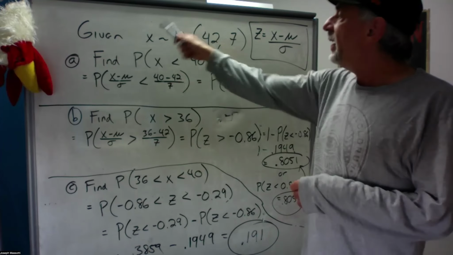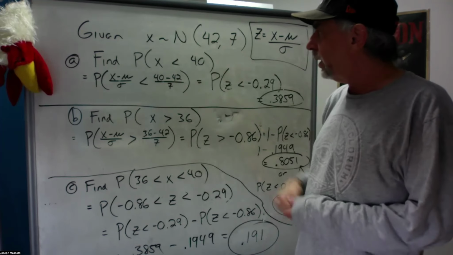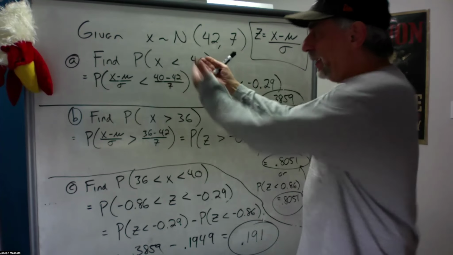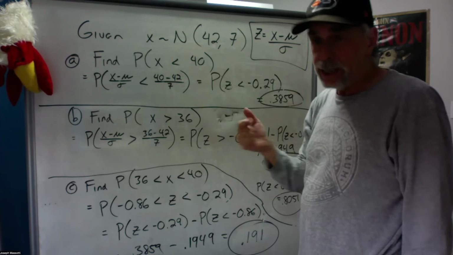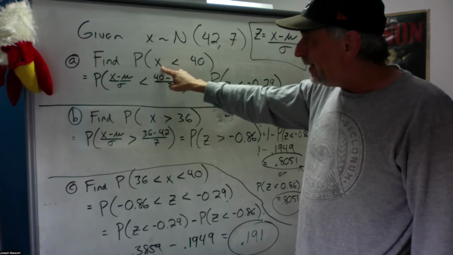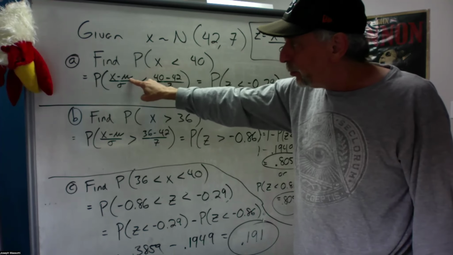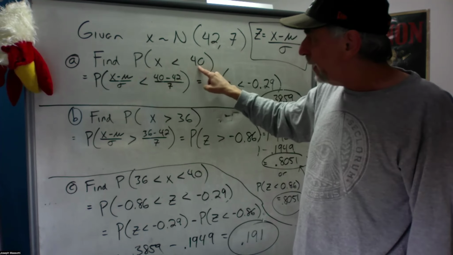So first, in this distribution, we want to know what's the probability that we get a value less than 40. All right, well, this is an inequality, so whatever we do to one side, we have to do to the other side. So we're subtracting the mean and dividing by the standard deviation here. Subtracting the mean, dividing by the standard deviation, and we're doing the same thing on the other side.